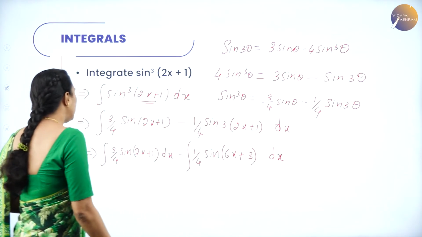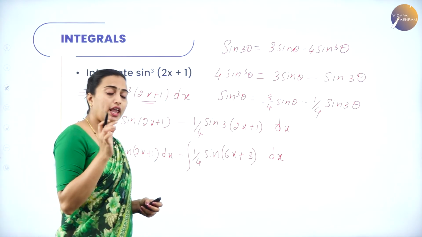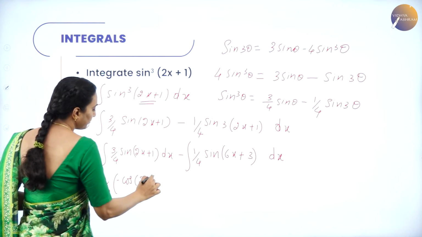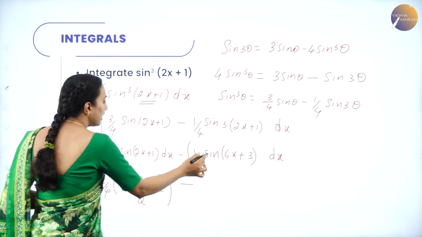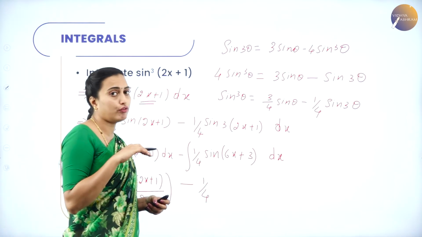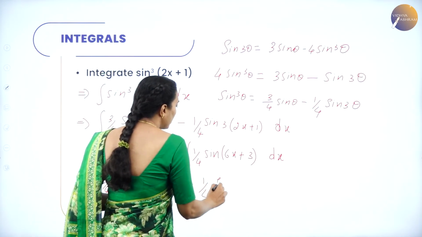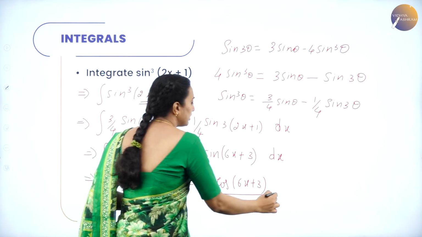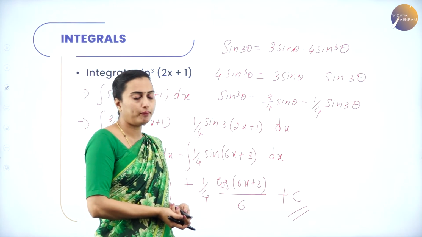Now you can take this 3 by 4 outside, which will stay as it is. Now sine of ax plus b integration is minus cos of ax plus b divided by a, and the coefficient of x is 2, again minus 1 by 4. Now sine of ax plus b integration is minus cos of ax plus b divided by a, minus into minus will become plus. So cos of ax plus b divided by a, which is 6, plus c, and this is your final answer. I hope you understood this problem.